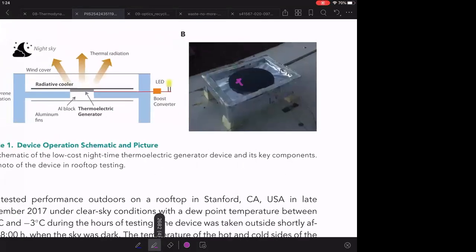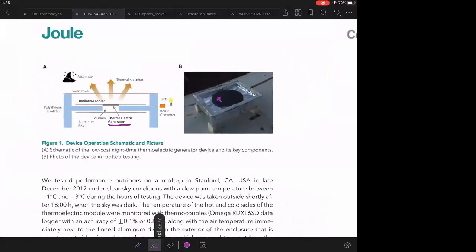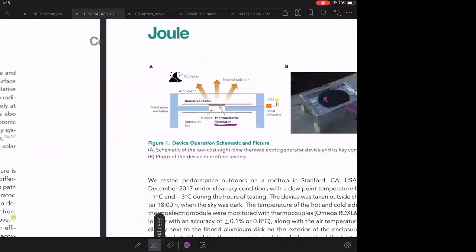Very clever idea. And of course, the most expensive part here is the thermoelectric generator, which is also just bought from some catalog. And the whole thing is only like $20 or $30. And that's it. It's very simple, right? And you can see the electrodes coming out, producing electricity.